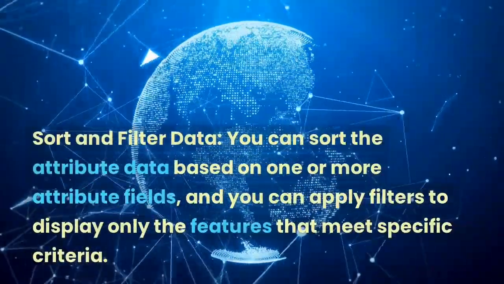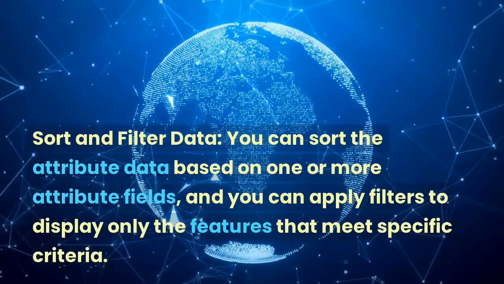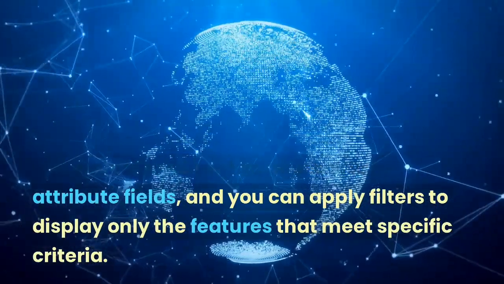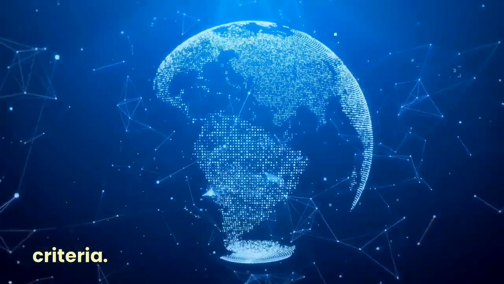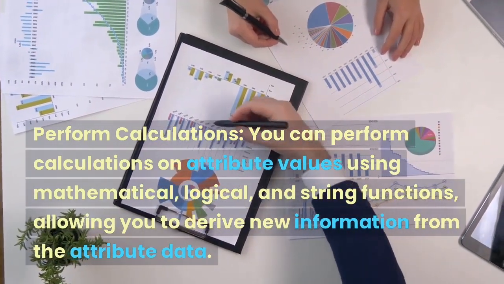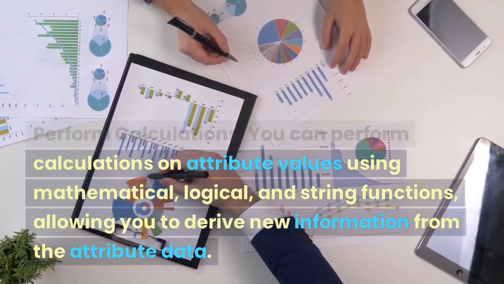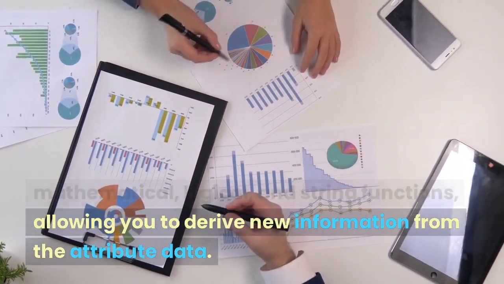Sort and filter data. You can sort the attribute data based on one or more attribute fields, and you can apply filters to display only the features that meet specific criteria. Perform calculations. You can perform calculations on attribute values using mathematical, logical, and string functions, allowing you to derive new information from the attribute data.